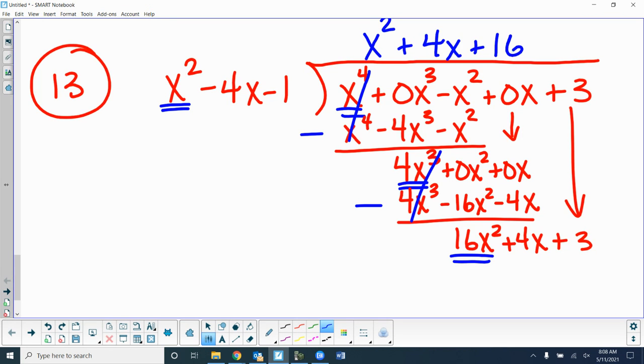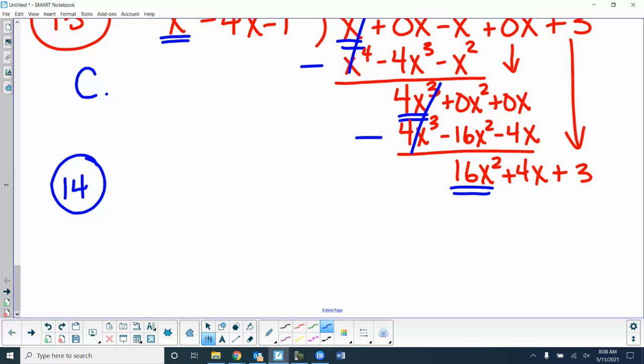Why? Look at your choices. There's only one that starts out that way, right? The x squared plus 4x plus 16, right? So we're going to choose C. So just go as far as you need to go so you can make your choice. Does that make sense? So we hadn't done that for a while, but we did do that. Number 14 is a lot quicker because synthetic division is a lot quicker, right?